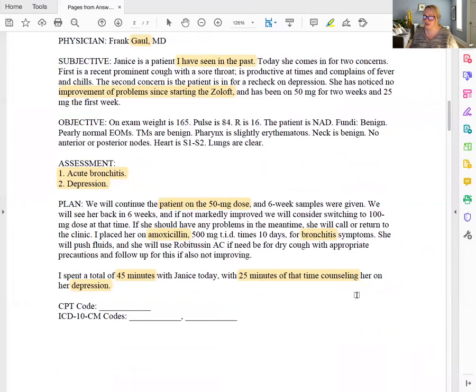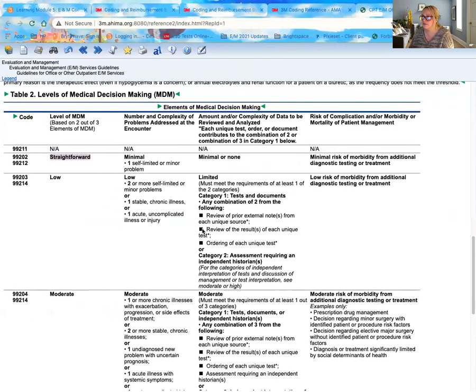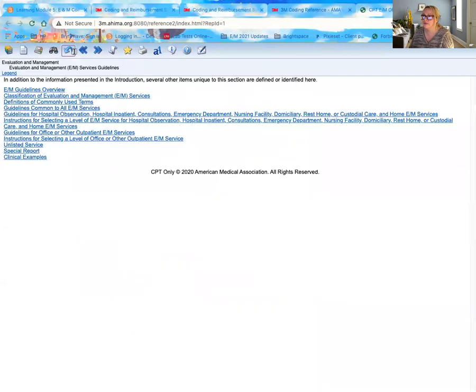However, I also want to take into consideration the amount of time that is spent, and keep in mind that time is based off of all time with the patient in the office setting that is either pre, post, or during the visit. And so we only go by the total number of time for office and other outpatient services. That would be 45 minutes. I'm going to look in my office and evaluation and management services.